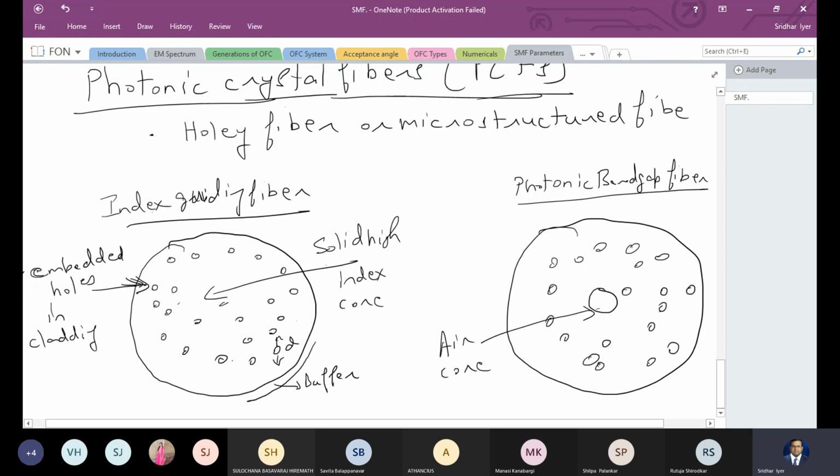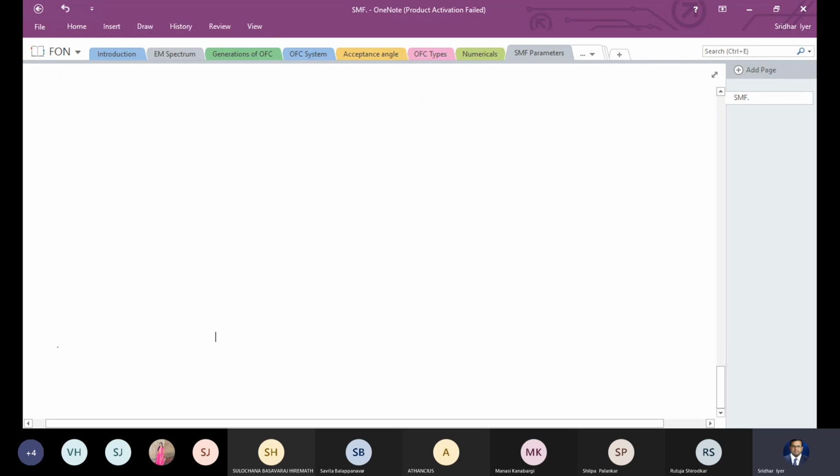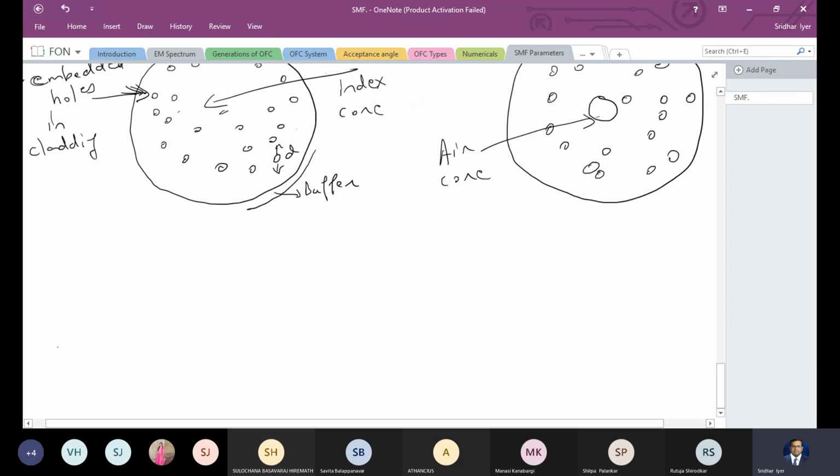So the advantage of these kind of fibers, the index guiding fibers, is that they are seen to have low loss. Let me just quickly write here. They have low loss, transmit high power, and they reduce darkening effect. This darkening effect we'll be doing in module 3.